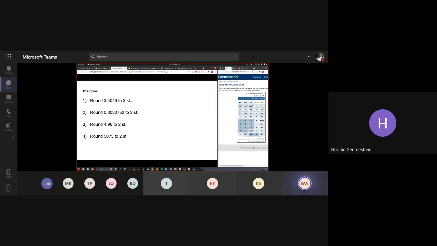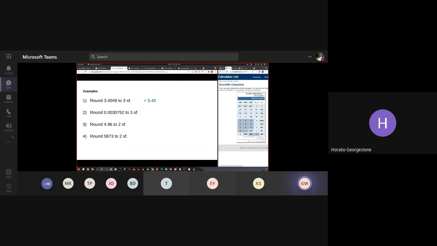In this case, we want to round to 3 significant figures. The first significant figure is the 3, the next significant figure is the 4, the third significant figure is the 0. So we have to decide whether we round the 0 up or down. Well, we look at the next digit, which is a 4. Anything in the range 0 to 4 means we round down. So we just round it to 3.40.